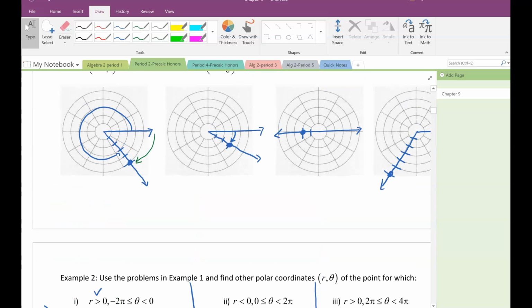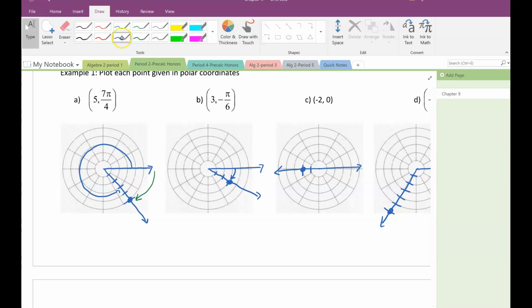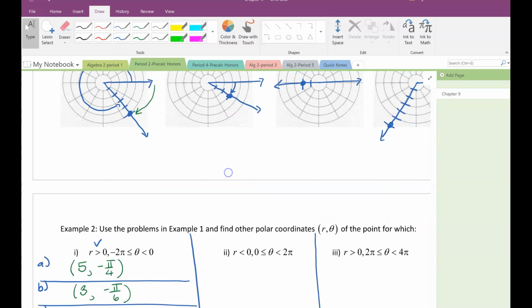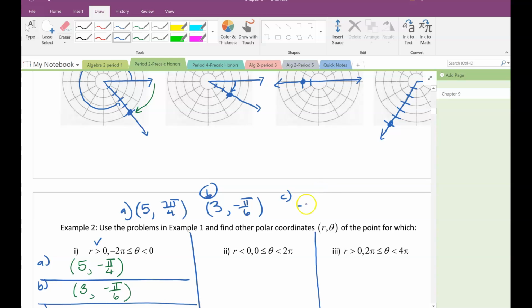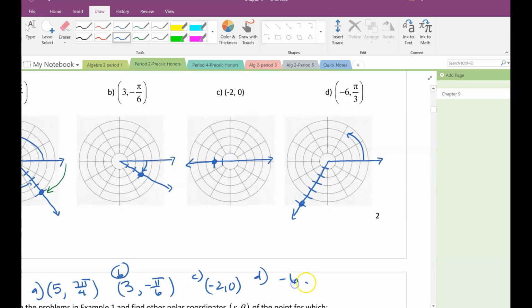Maybe that would be helpful if I just write all of these down, huh? So I don't have to go up and down. That's what I'm going to do. So hold on tight. 5, 7 pi over 4, that was A. And B was negative, no, that was positive 3. B was positive 3, comma, negative pi over 6. And C was negative 2, comma, 0. And D, so this way I don't have to go up and down. D was negative 6, comma, pi over 3. All right, there you go.